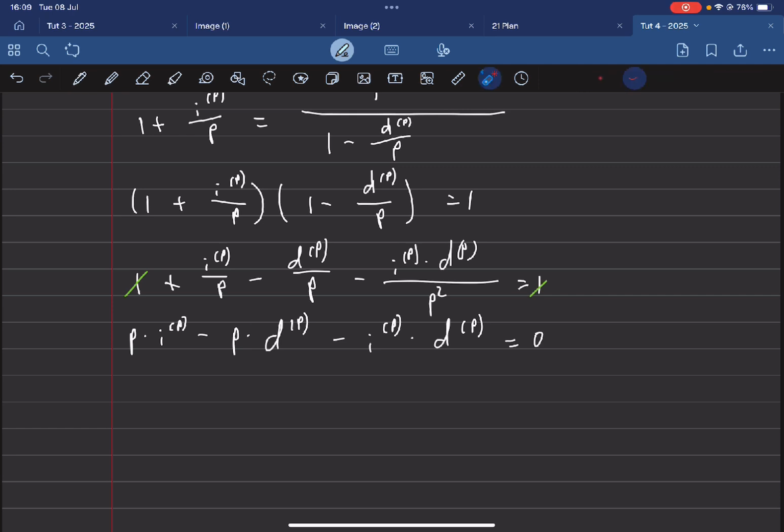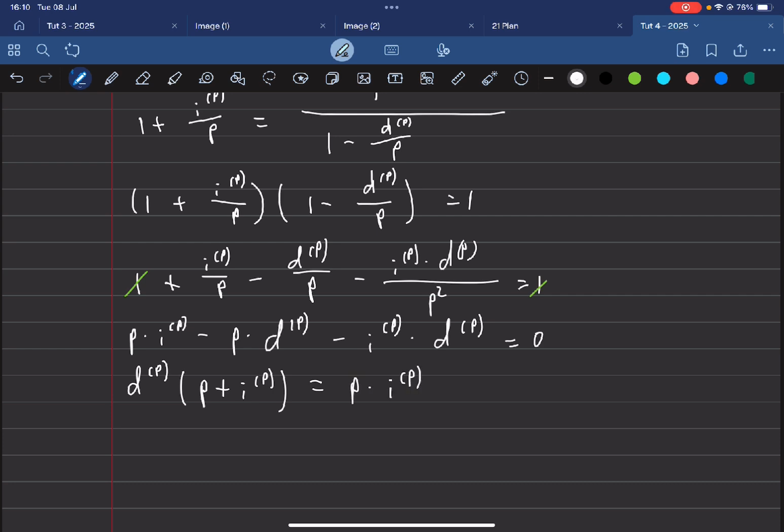Okay, so now, what would be a good next step? I'm going to factor out a d^(p) and move all of that to the other side. So we're basically going to get d^(p) multiplied by (p plus i^(p)). Basically all I've done here is factor out this, and then this is in the brackets, but obviously I've moved it to the side because now I'm going to say it's equal to p times i^(p).